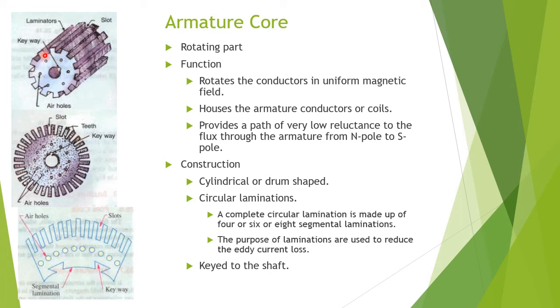This may be cylindrical shaped. Here it looks cylindrical shaped, or it may be a drum shape. Here each segment is formed of circular laminations. Several segments are attached. These lines represent several laminations that are attached. This is a single piece. This is the slot teeth. Several laminations are attached and then fused into an armature core.